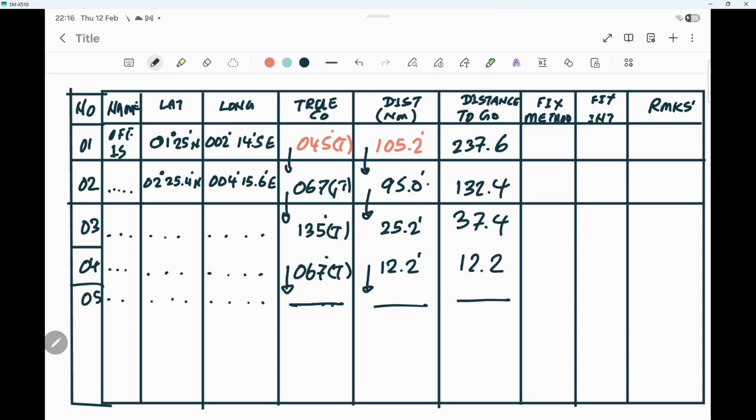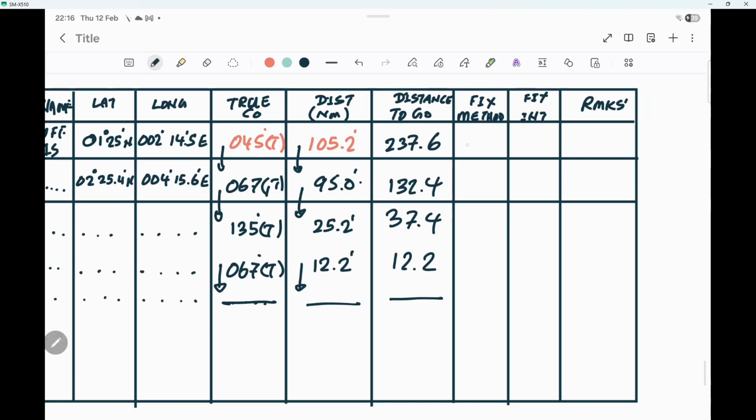Again, at the last waypoint you'll see a blank. So this is what you do. This is how you create the course card. And here, position fixing method, what are you going to use? You can say GPS, range and bearing, celestial position fixing, or whatever method you're going to use.